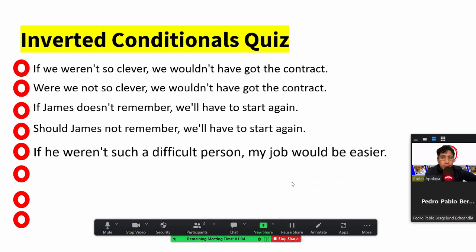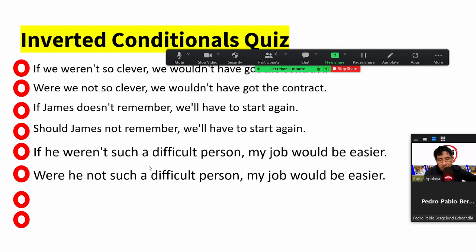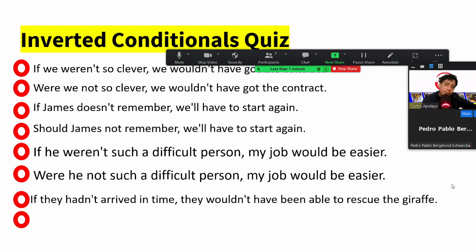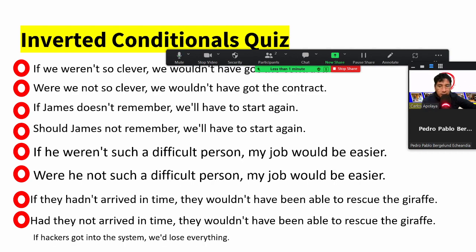Next. If he weren't such a difficult person, my year would be easier. Were he not such a difficult person, my job would be easier. Nice. Next. If they hadn't arrived in time, they wouldn't have been able to rescue that giraffe. Had they not arrived in time, they wouldn't have been able to rescue that giraffe. And the last one.